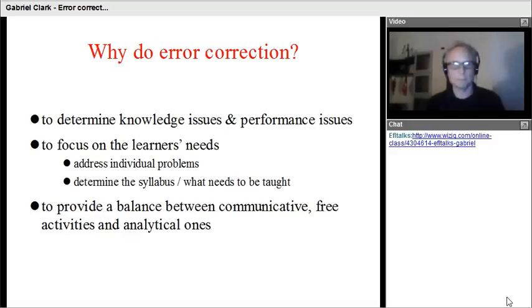And finally, especially if you're very into communicative language teaching, it is good to provide a balance to strong communicative classroom activities with analytical activities, something that the student can sit down and really focus on and get to grips with.